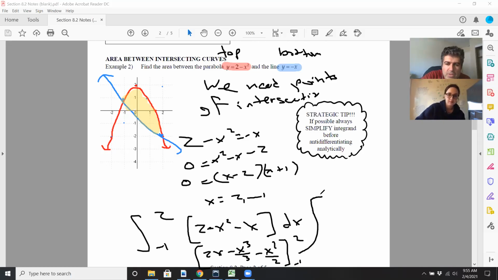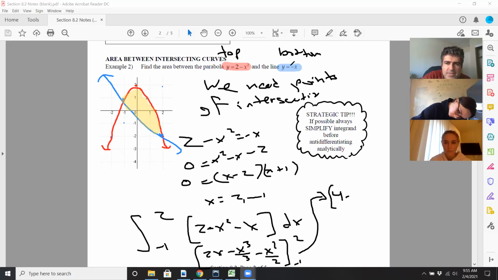Actually, we'll just do it really quickly just so we get an answer here. So it's going to be 4. Let's see if I made another mistake. Am I making another mistake here? Mr. E, wouldn't it be 2 minus x squared and then plus x because... You are correct, yes.